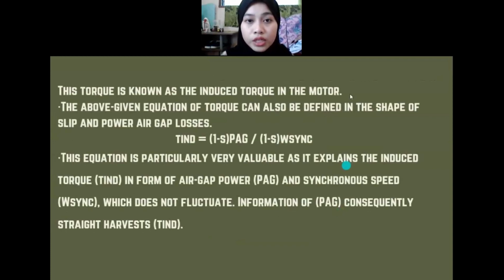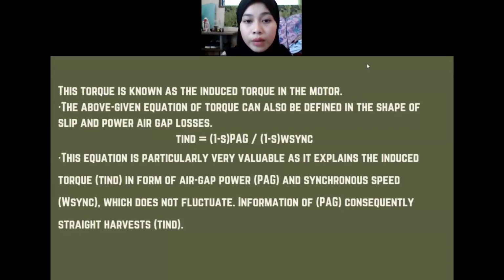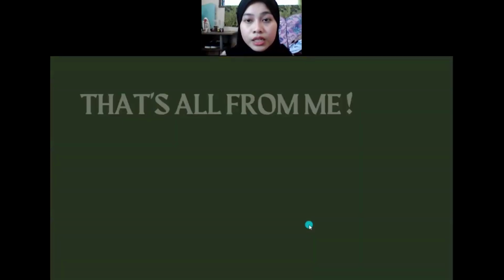The above equation of torque can also be expressed in terms of slip and air gap power. This equation is particularly valuable as it expresses the induced torque in terms of air gap power and synchronous speed, which does not fluctuate. That's all from me.